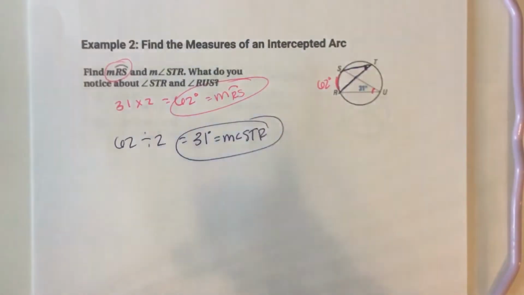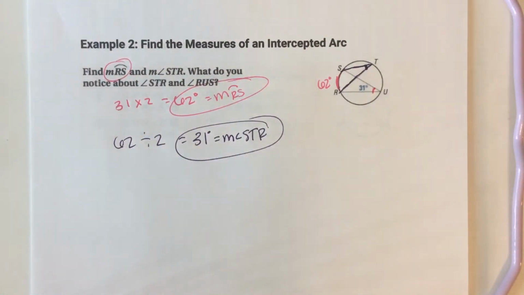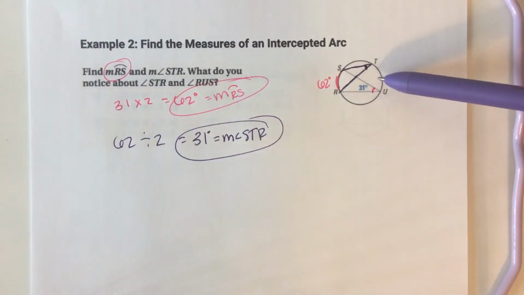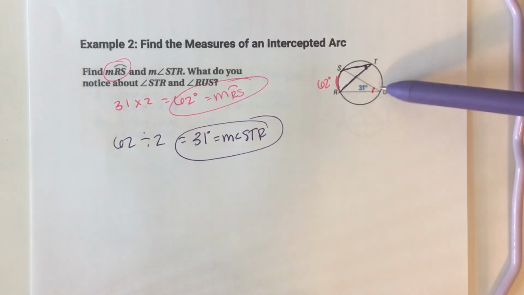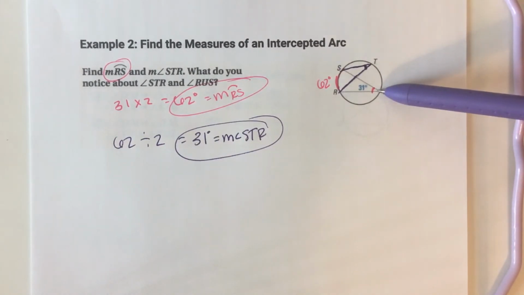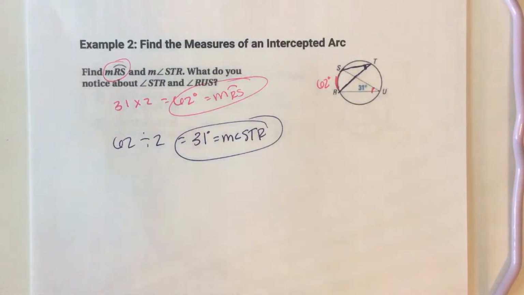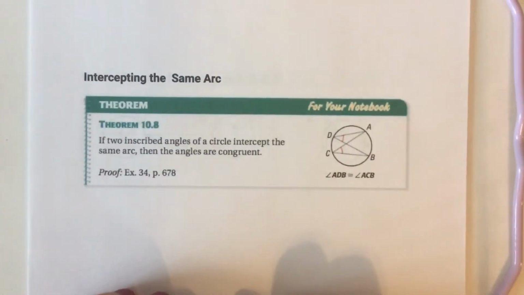To get that, it's 31 degrees. So it ended up being the same. So what did we notice about it? We noticed it's the same as this inscribed angle over here. And what these two angles had in common is that they shared the same arc. And this observation leads us to our next theorem.